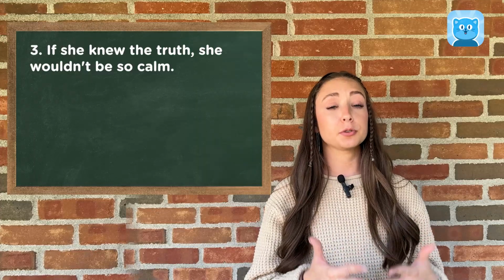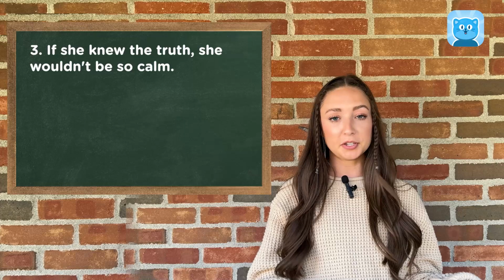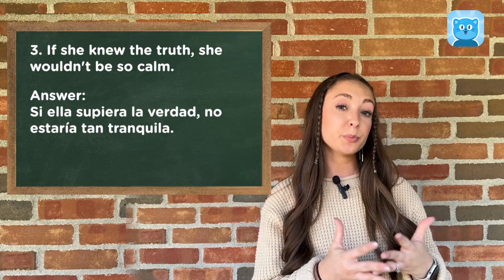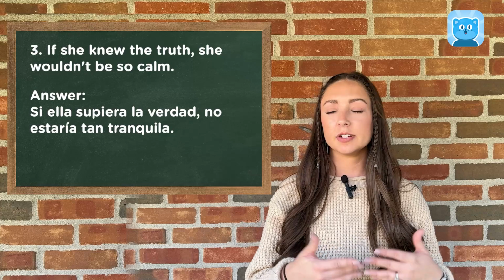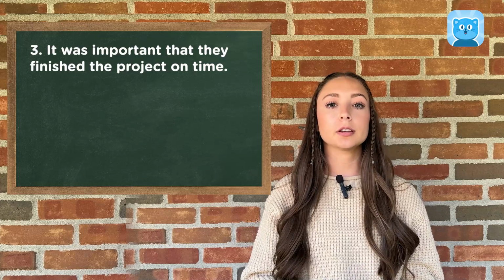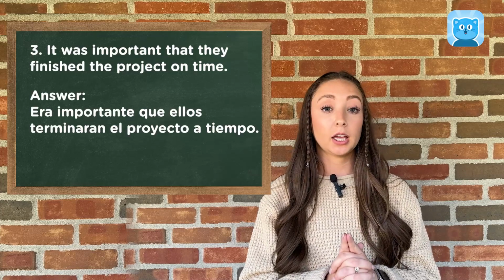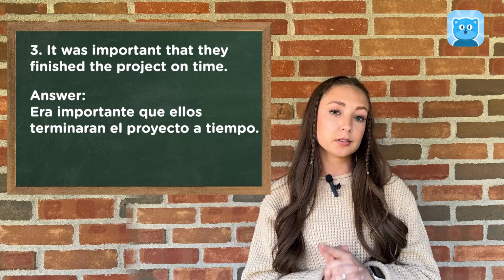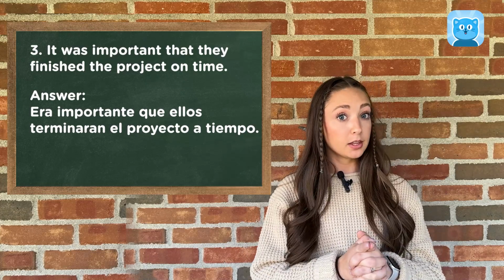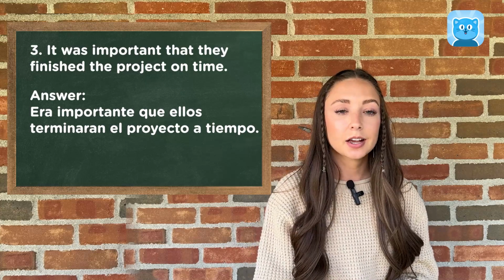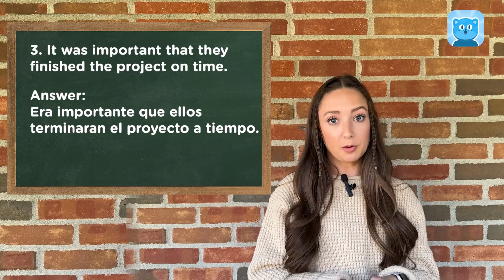If she knew the truth, she wouldn't be so calm. Si ella supiera la verdad, ella no estaría tan tranquila. How'd you do on that one? The next one for you guys to try. It was important that they finish the project on time. Era importante que ellos terminaran el proyecto a tiempo. Era importante que, subjunctive trigger, and I used era, que ellos terminaran el proyecto a tiempo.